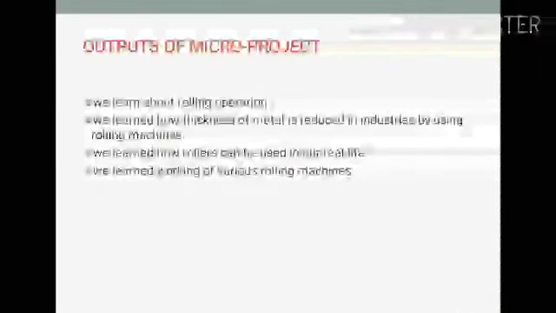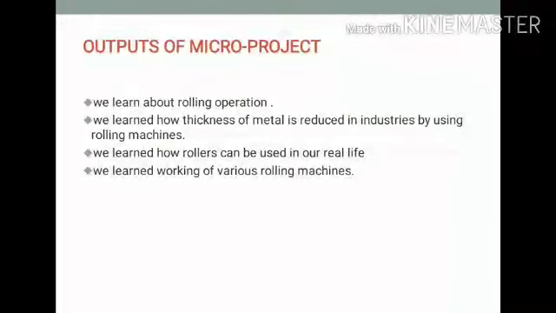Outputs of our micro project. We learned about rolling operations. We learned how the thickness of metal is reduced in industries by using rolling machines. We learned how rollers can be used in our real life. And lastly, we learned the working of various rolling machines.